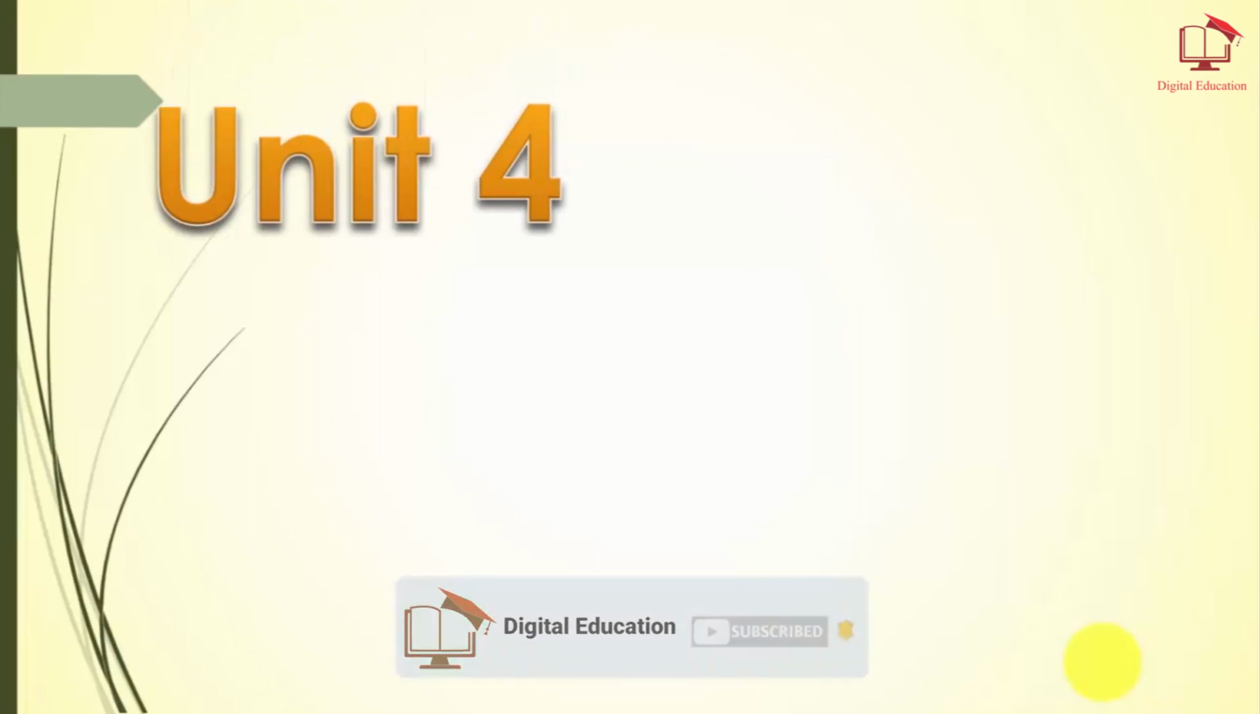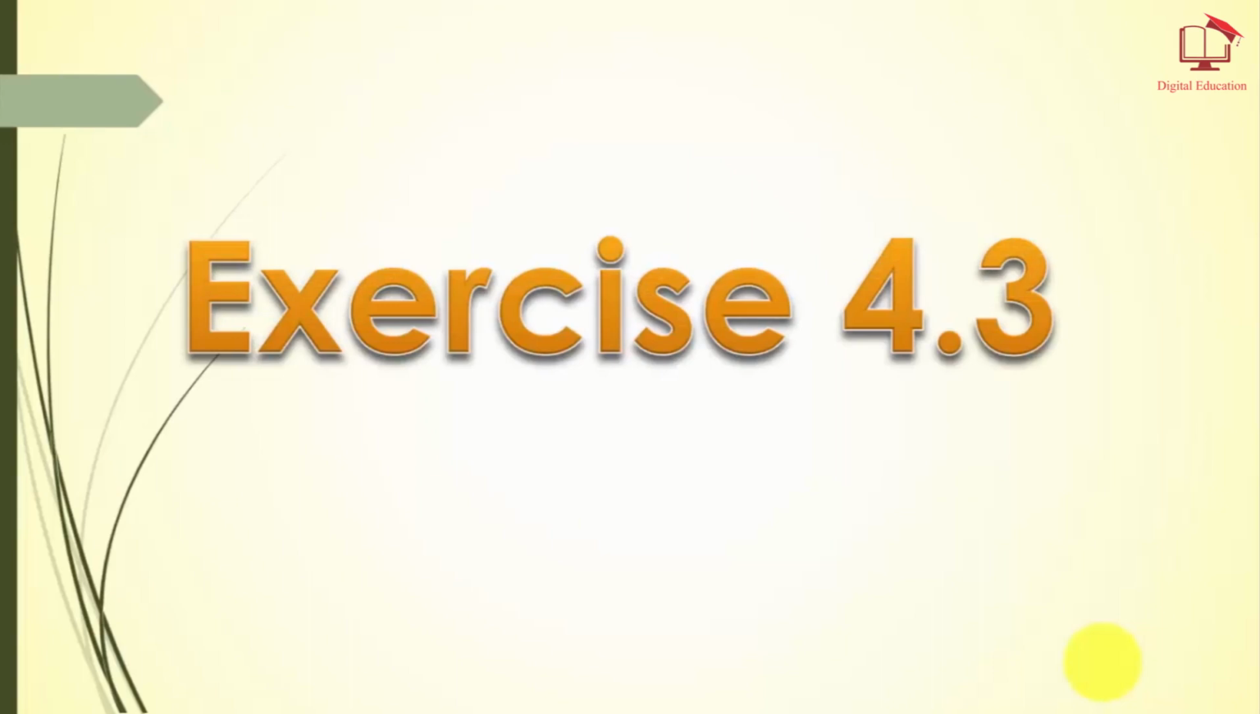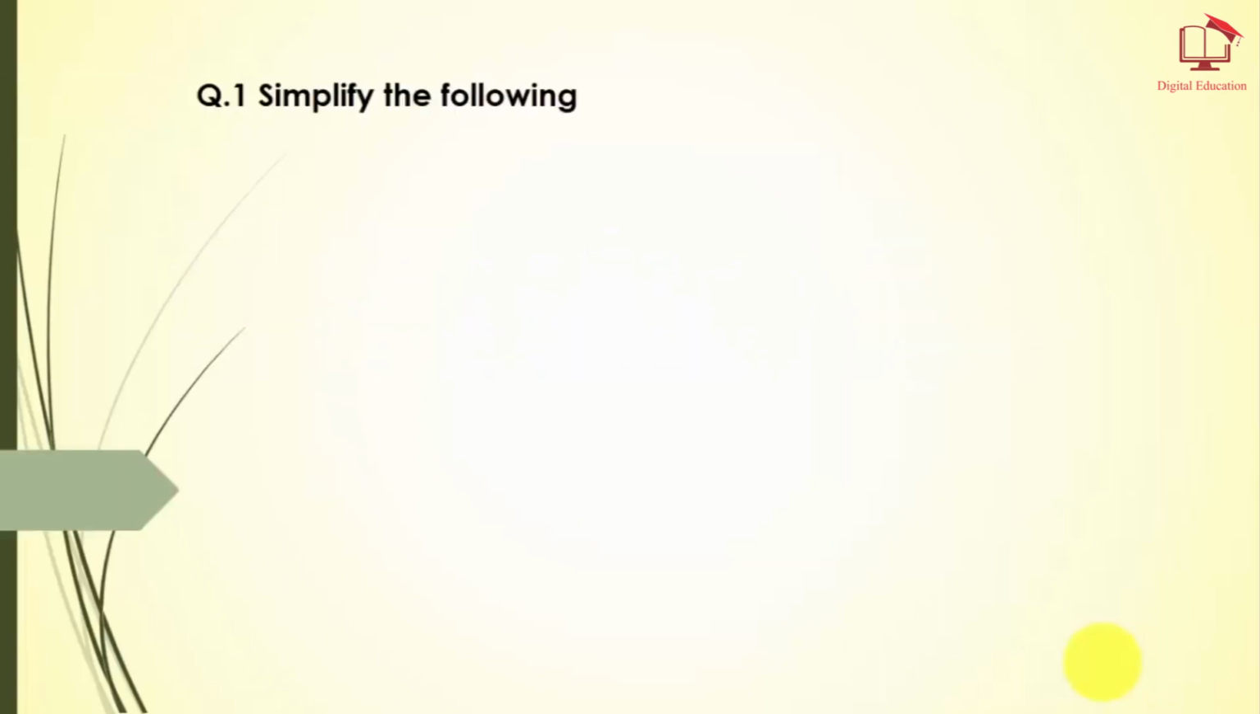Unit number 4, Integers. Today we are starting our exercise 4.3. Question number 1. Simplify the following. Here we have the first part. We have positive 4 minus positive 1. We have to simply perform the basic operations.